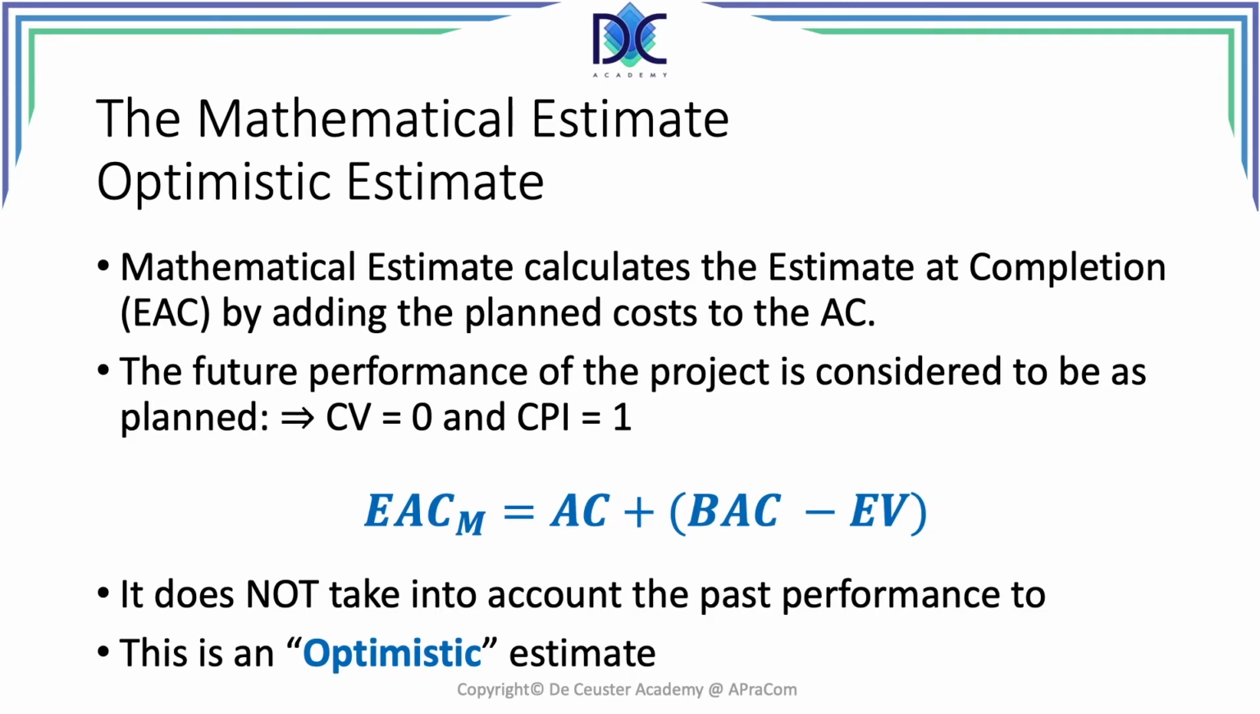And the BAC minus the earned value is the work that still has to be completed. It's the earned value that we still have to earn. It does not take into account past performance, and this is what we call an optimistic estimate. So we expect the project will be performing better.